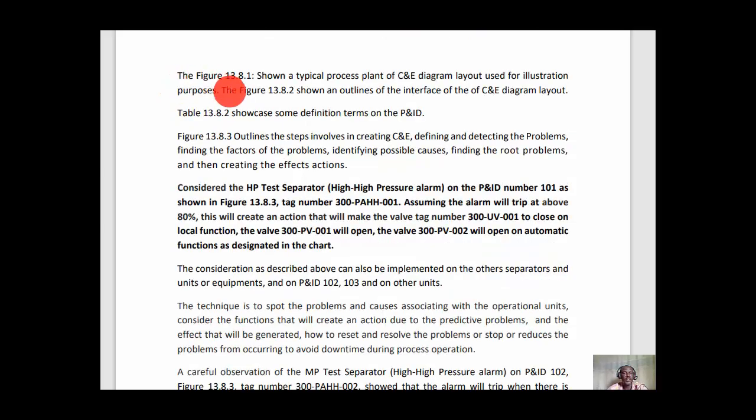In figure 30.8.1 is shown a typical process plant C&E diagram layout used for illustration purposes. Figure 30.8.2 shows an outline of the interface of the C&E diagram layout. Then we have table 30.8.2, which showcases some definition terms on the P&ID.